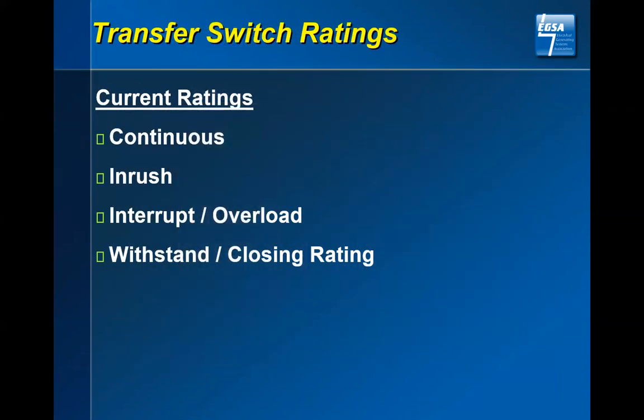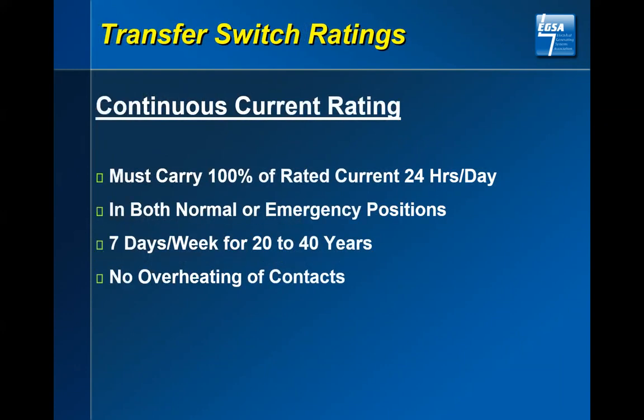The current carrying, continuous, inrush, interrupt, overload, and you're back to the withstand and close-on rating, okay? So the continuous rating, as I've said a few times, is 24/7, both in normal and emergency position, with no overheating of the contacts. That's one of the things you look at when you go through the process of getting your UL: you have to look at all those temperature rises, the dielectric and such, and one switch must go through all of those tests from beginning to end. You're not able to use a new switch each time you test.